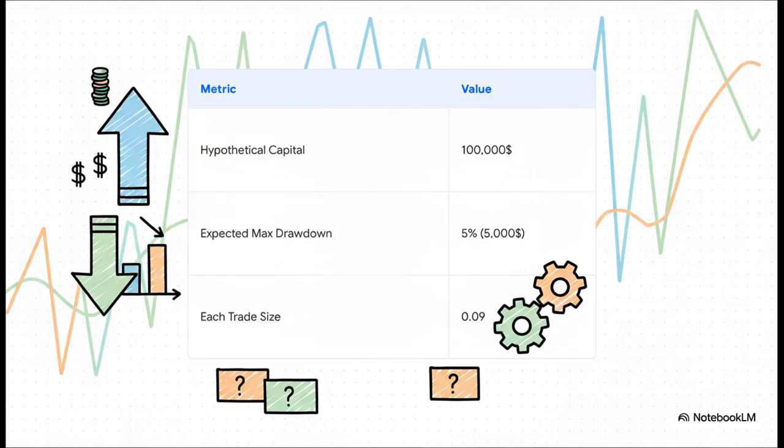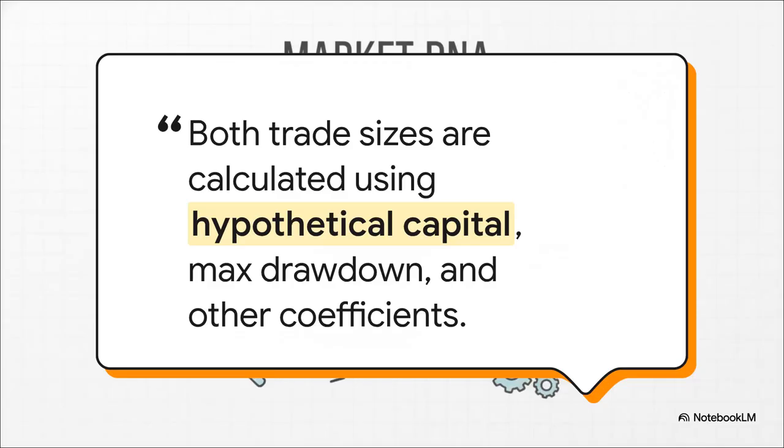Now, here's where we get a look at how the risk was previewed from the start. Using a hypothetical capital of $100,000, the expected maximum drawdown was set at 5%, so $5,000. This then led to a calculated trade size of 0.09 for each of those two potential entries. And to explain how they got that number, the source material gives us this exact sentence, and I'm quoting here. Both trade sizes are calculated using the hypothetical capital, the investor's maximum allowed drawdown, the third triangle domain percentage, the risk coefficient, and the contract size.